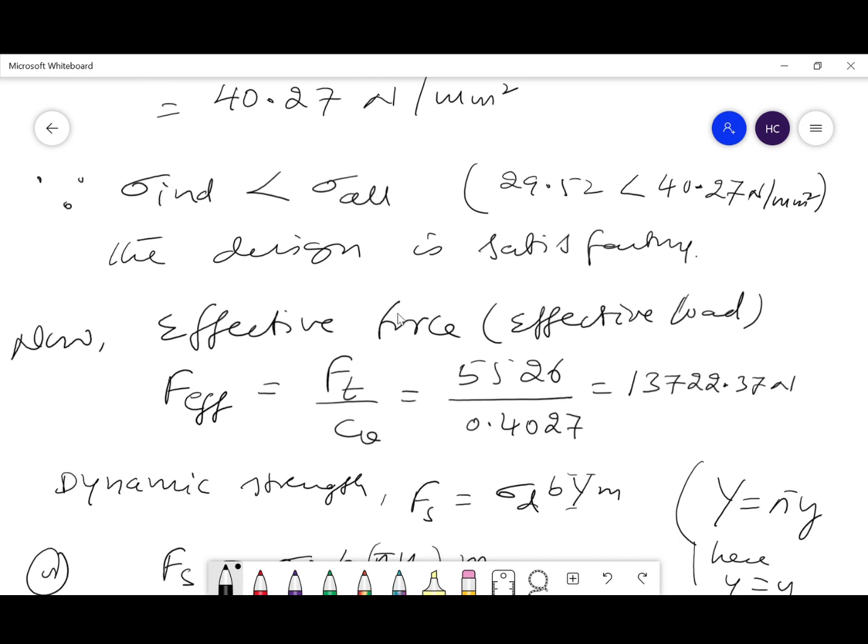Now calculate the effective force or effective load. F effective is equal to Ft by Cv. So Ft is 5526 Newton by 0.4027. That gives us 13,722.37 Newton.